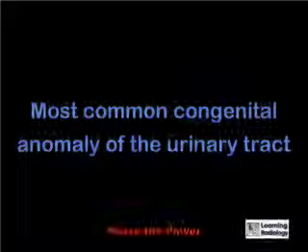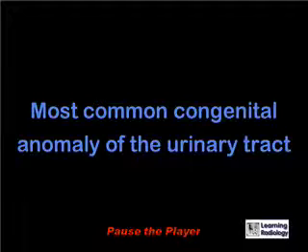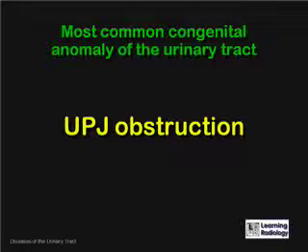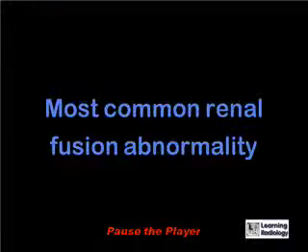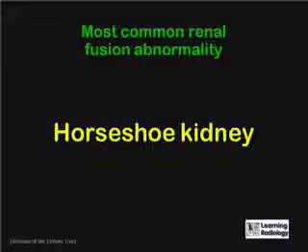What is the most common congenital anomaly of the urinary tract? Ureteropelvic junction obstruction. What is the most common renal fusion abnormality? Horseshoe kidney.